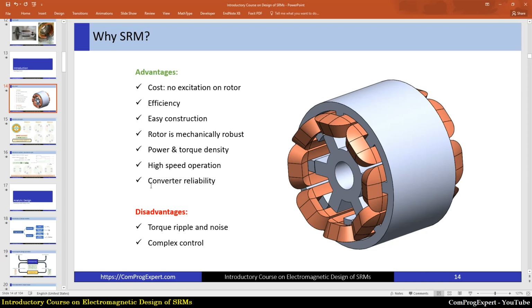The next advantage is the converter reliability. So what is this option?